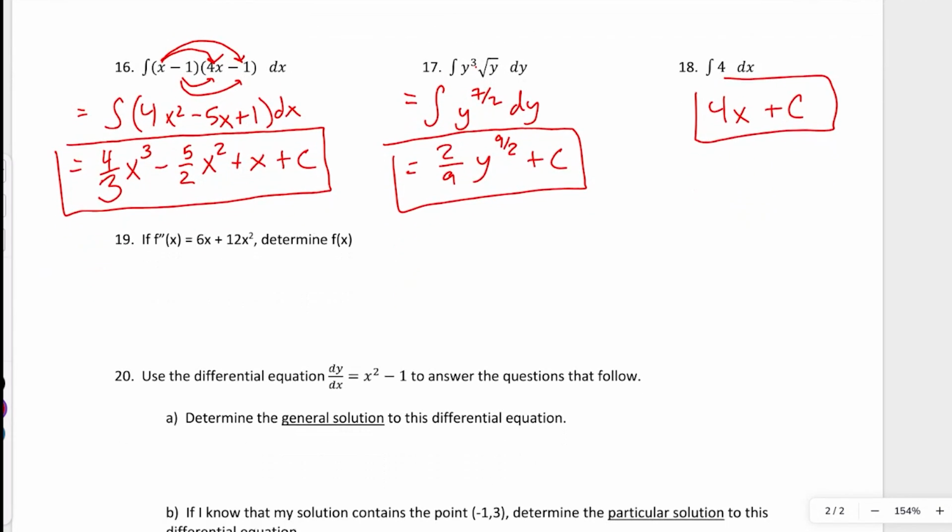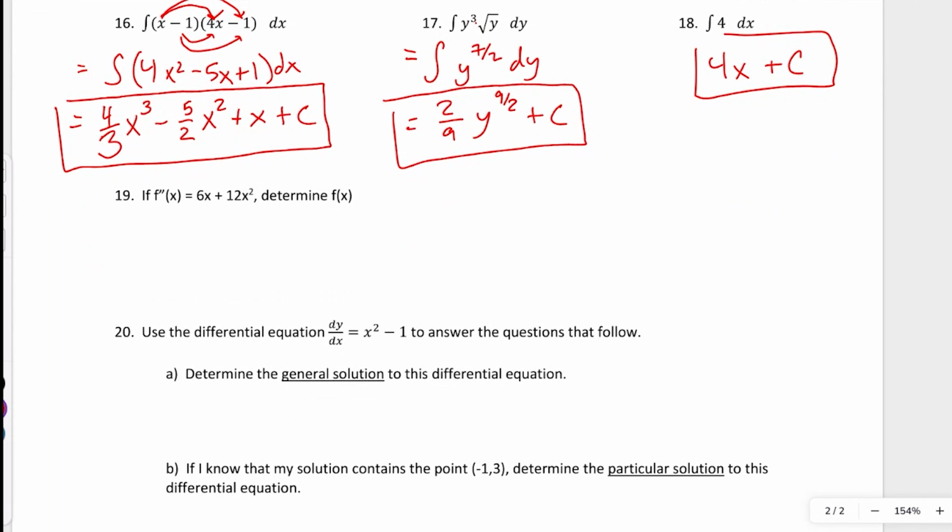Okay, number 19 says if the second derivative of f is 6x plus 12x squared, determine f. All right, so here we're going to have to kind of work backwards to find f. Now, as we do that, we're going to end up with two different constants. So we're going to have to give that second constant a different name. But let's cross that bridge when we get there.